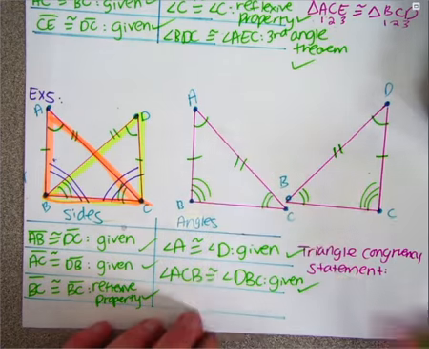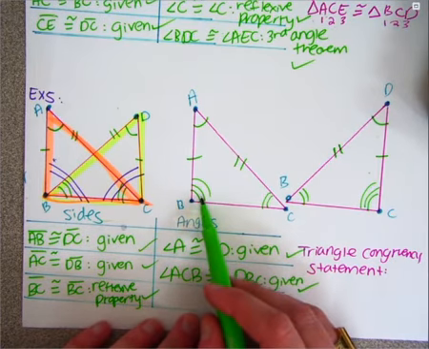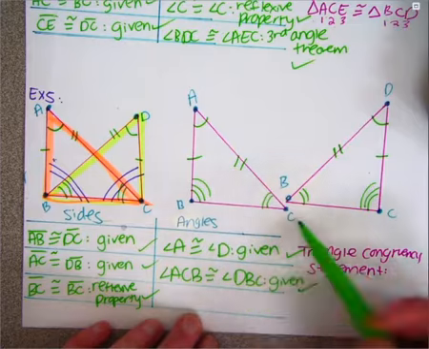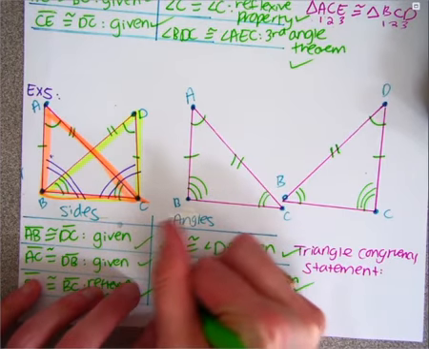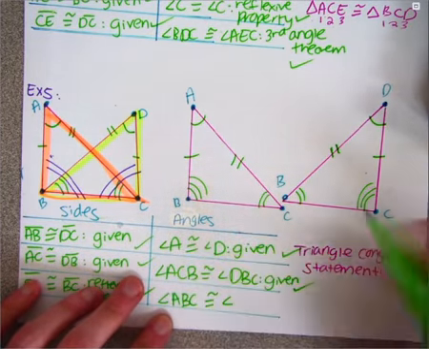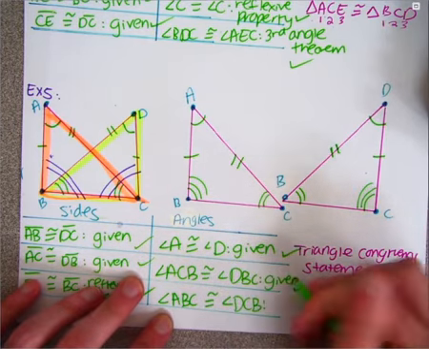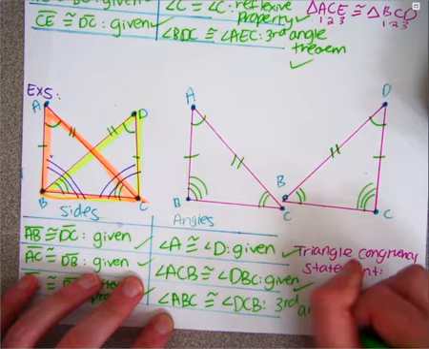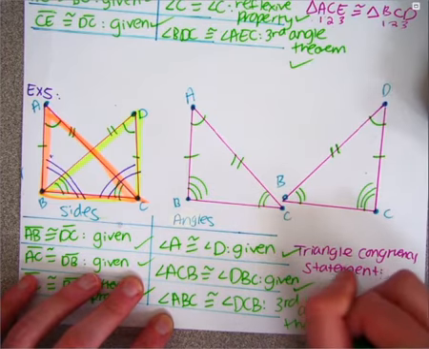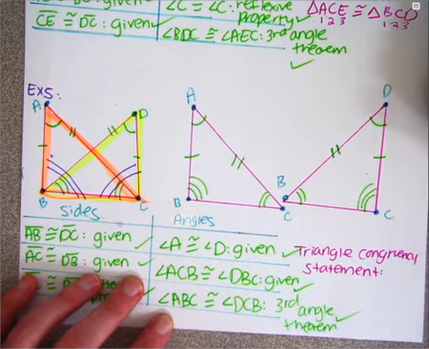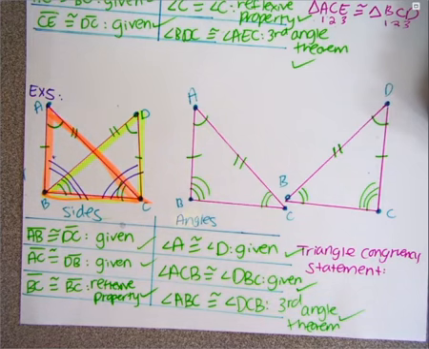Okay, so my third angles that are congruent are angles ABC. So angle ABC is congruent to angle DCB, and that would be because of the third angle theorem. Yes, I got 3 sides and 3 angles that are congruent.